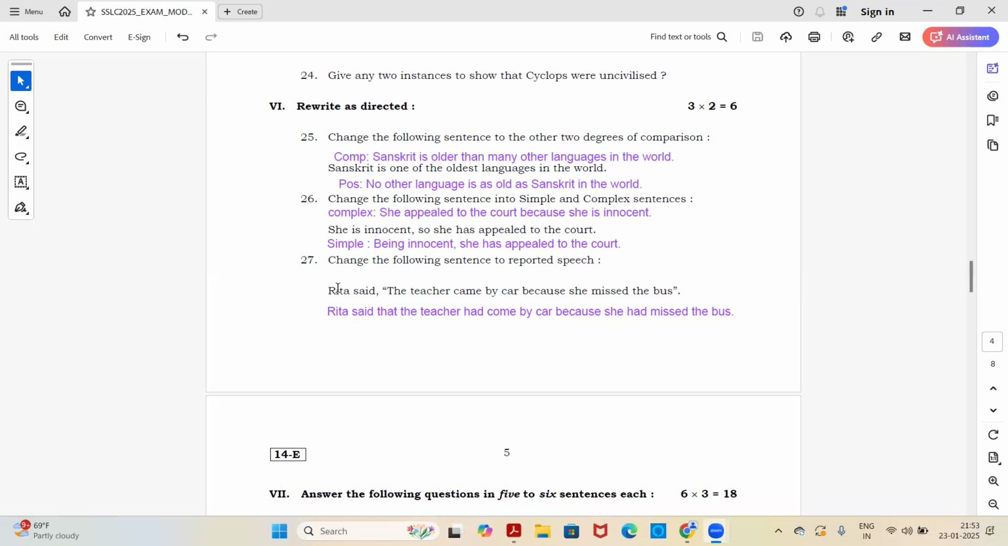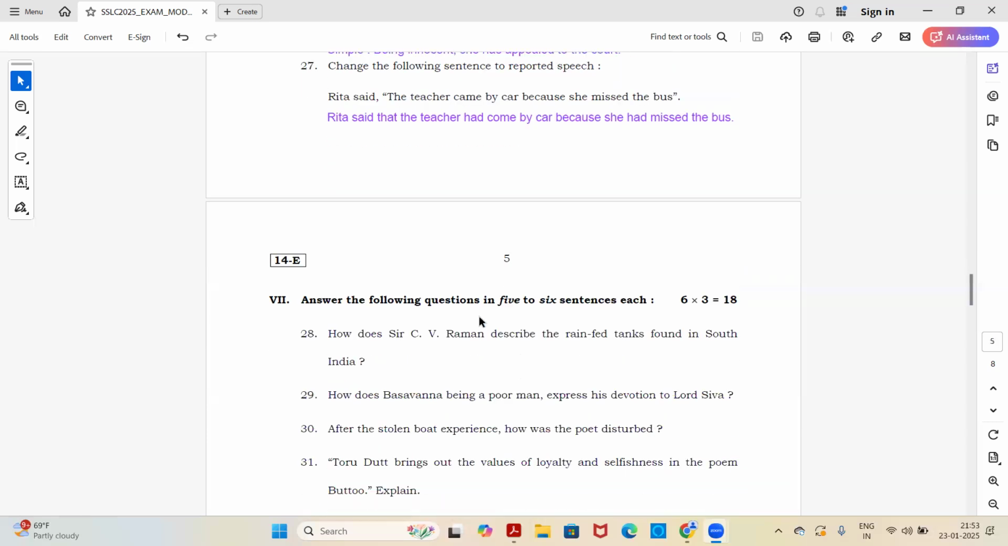Now the next question is change the following sentence to reported speech. Now, this is in direct speech. You need to make it into indirect. So, Rita said, the teacher came by car because she missed the bus. Now, how would you change it into reported speech or indirect speech? So, you will write: Rita said that the teacher had come by car because she had missed the bus. So, there will be no punctuation, no inverted commas, and this part will be changed. The tenses will be changed. Okay.